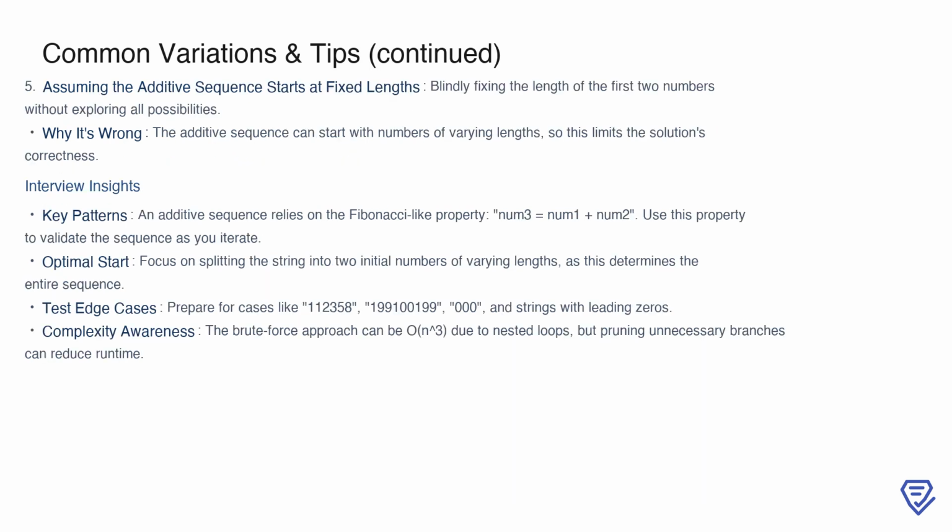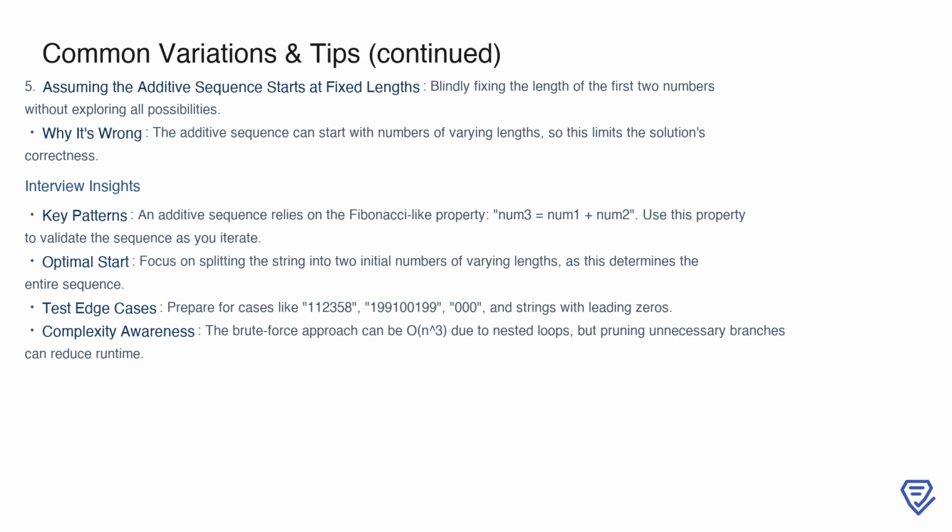Another common variation to avoid is assuming the additive sequence always begins with fixed lengths for the first two numbers. Restricting the starting lengths without exploring all possibilities limits the correctness of your solution, as the sequence can start with varying lengths. To improve your approach, focus on key patterns. An additive sequence follows the Fibonacci-like property where the third number equals the sum of the first two. Use this property to validate the sequence at every step. The starting point is critical. Splitting the string into two initial numbers of varying lengths determines the sequence's validity.